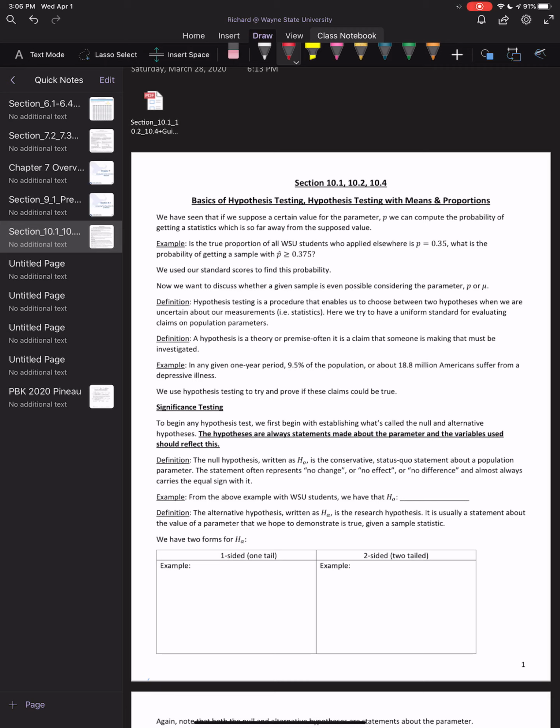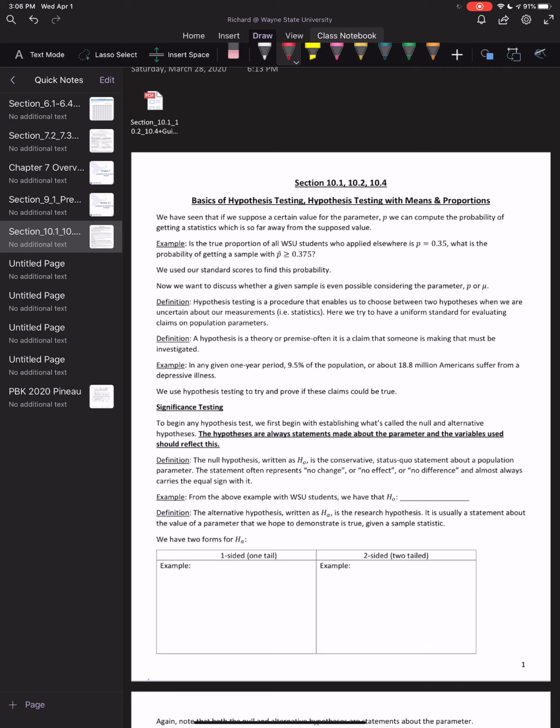Now we want to discuss whether a given sample is even possible considering a parameter p or mu. Hypothesis testing itself is a procedure that enables us to choose between two hypotheses when we are uncertain about our measurements, that is, our statistics. So we try to have some sort of uniform standard for evaluating claims on the parameters.